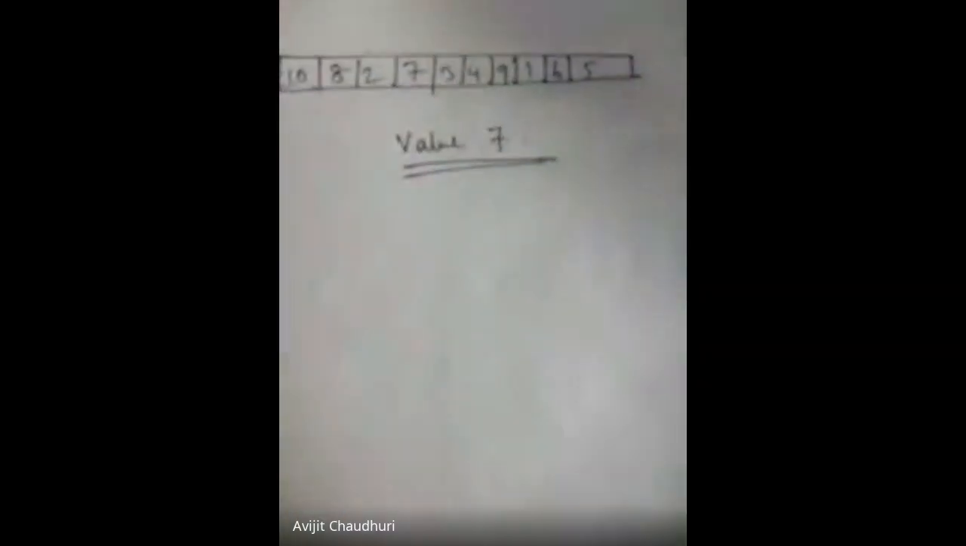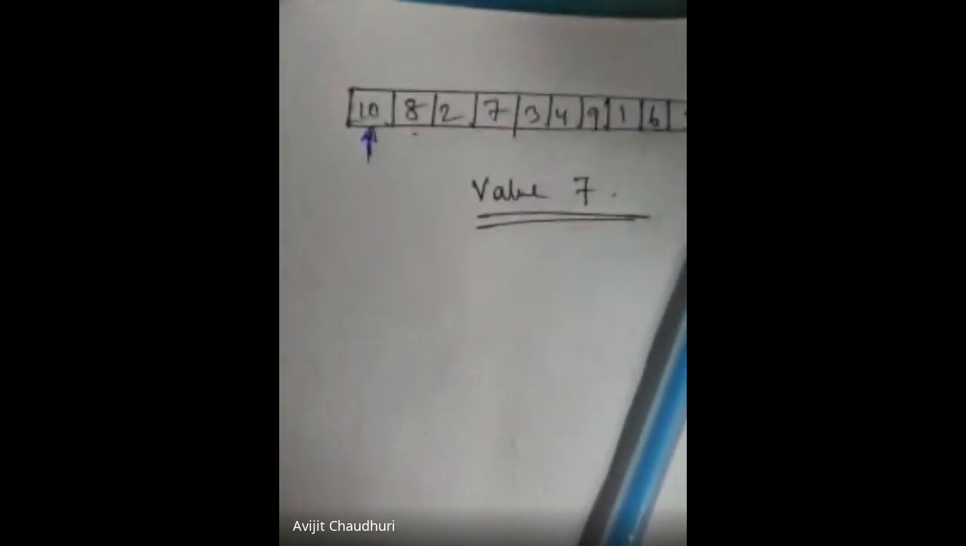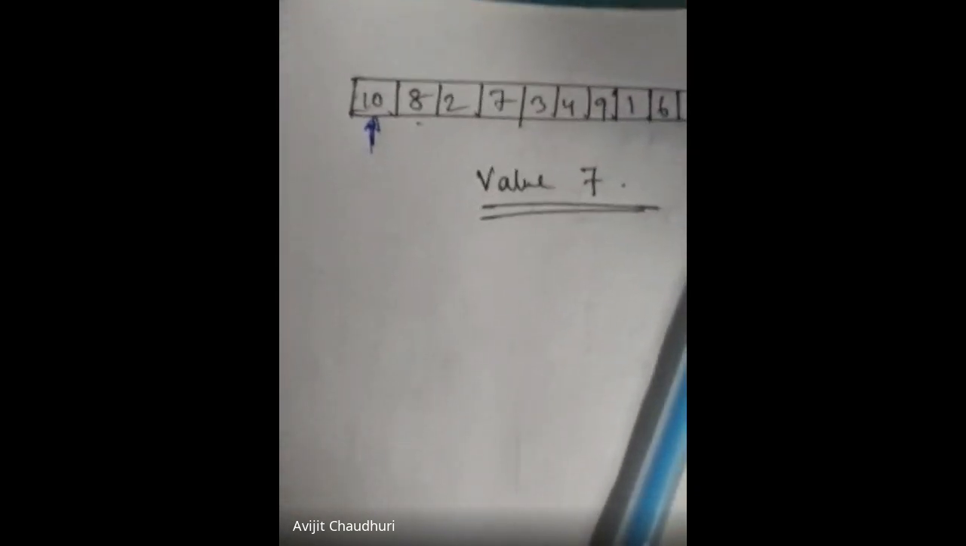Now suppose I am going to search value 7. The normal, simple methodology will be what? We will start from the beginning and we'll compare. If it is equal, then the item has been searched, it has been found. Otherwise, we'll go to the next element, in that way up to the last element. And if the item is not there, the search will fail and the item is not present.